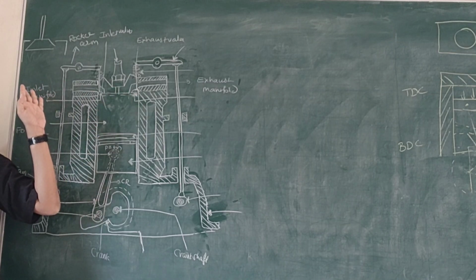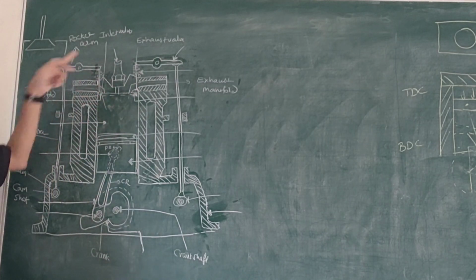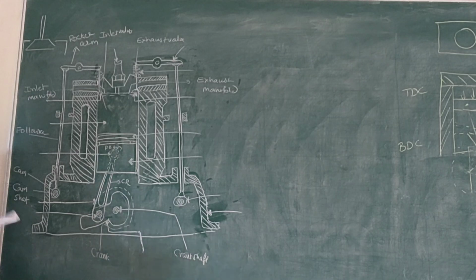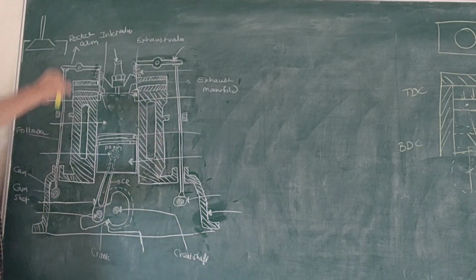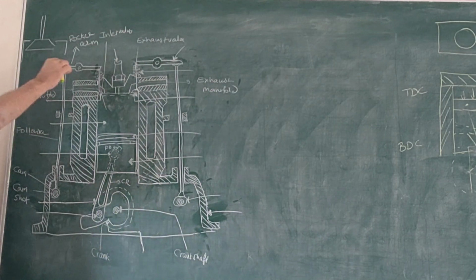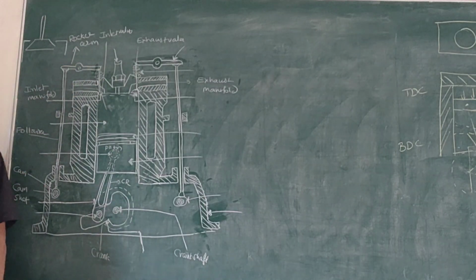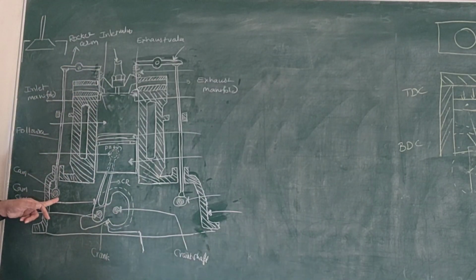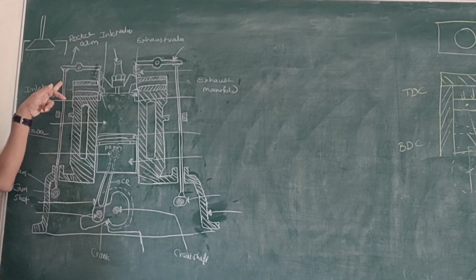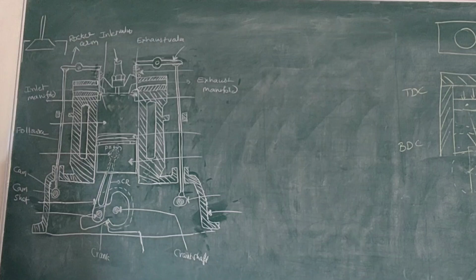Is it clear? So how do you open and close the exhaust valve or inlet valve? If you move it downwards, it is open position. If you move it upwards, it is a closed position. So how do you move it downwards and upwards? That is because of this mechanism, which is called the timing mechanism, which consists of the camshaft, this is the follower, and this is the rocker arm, and then this is the valve.